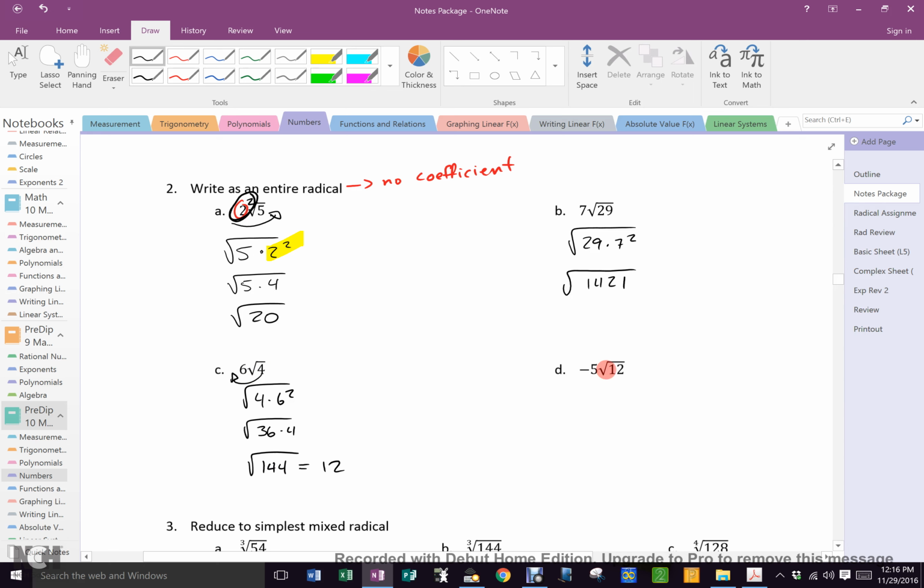And finally, this one always messes people up. What goes back under there? 25. So 12 times 25, which is 300. But what's missing from that picture? That negative sign. Because what's that negative sign telling you? Really? You got to think back to like grade 8 to really get that.